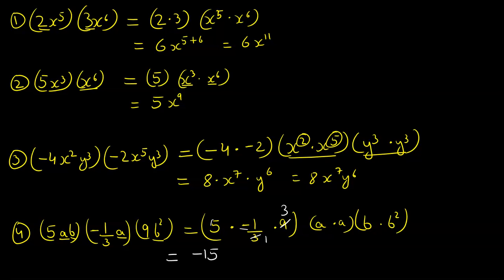A times a, or we just simply add the powers together, 1 plus 1 will be 2, or a squared. And the final one we have is b, the power will be 3 because 1 is here, 1 plus 2 is 3. So this is our answer for this one.